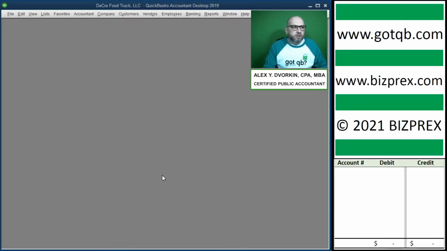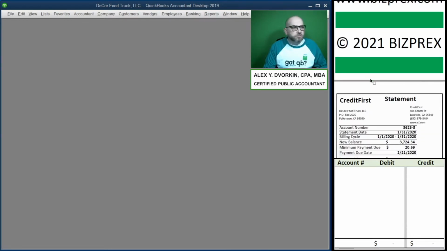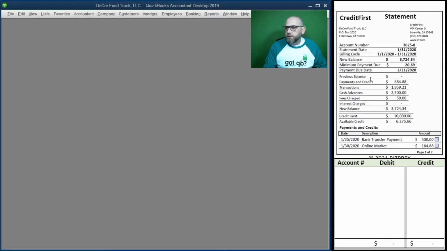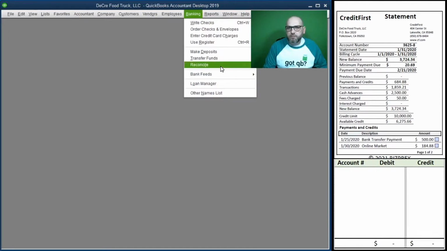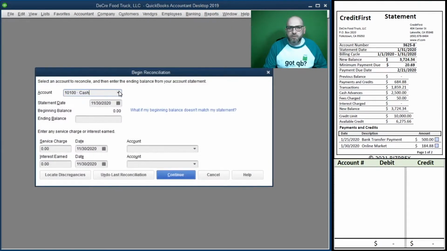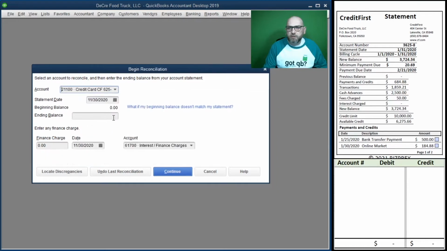Okay, let's go ahead and reconcile our accounts for the month of January. First, we'll start with reconciling our credit card account, our credit card statement right here. So we're going to go to banking, reconcile. We're going to pick our credit card account right here.